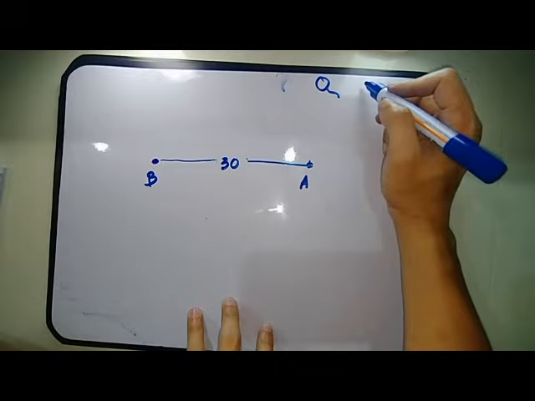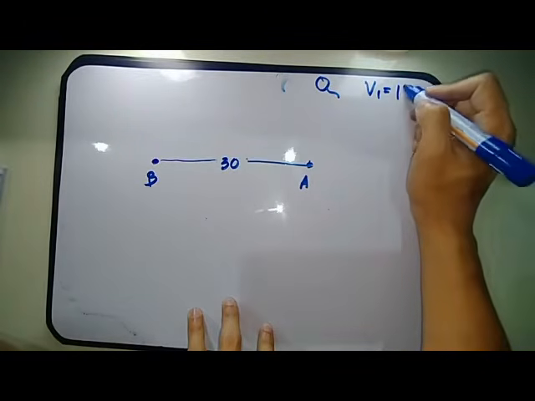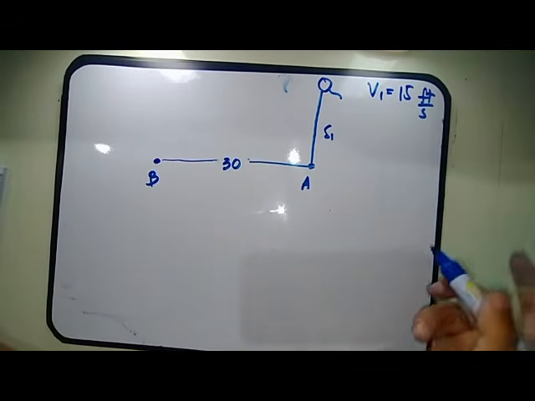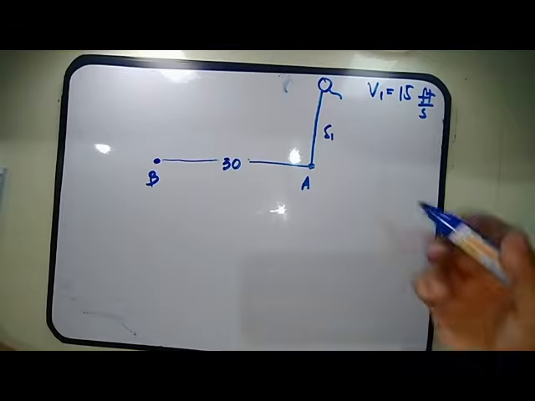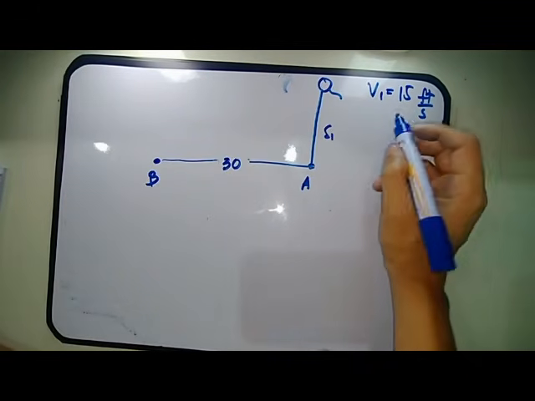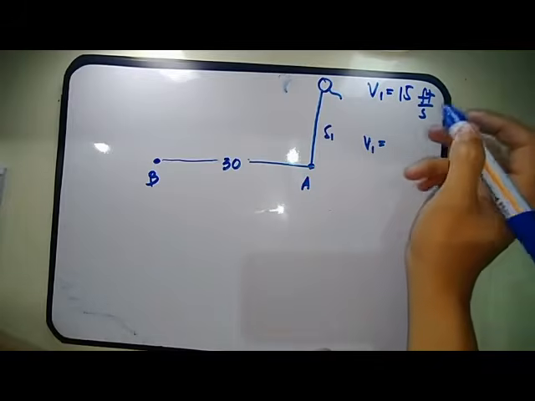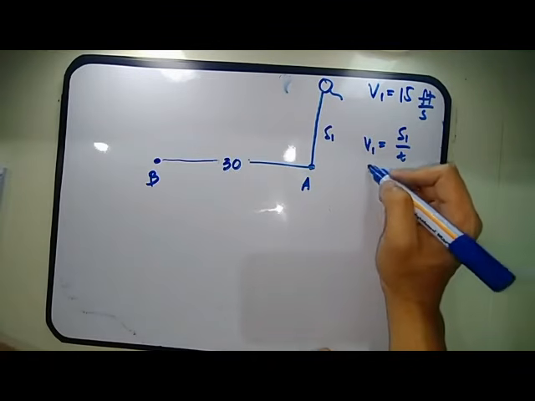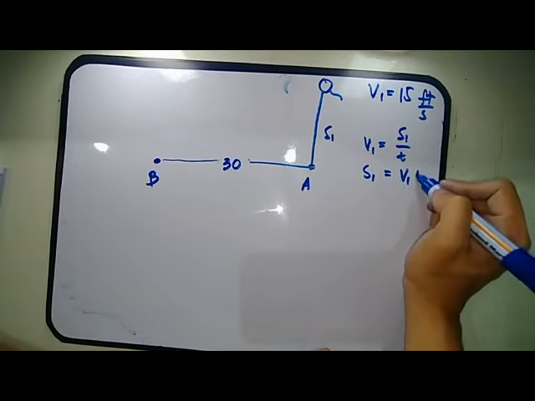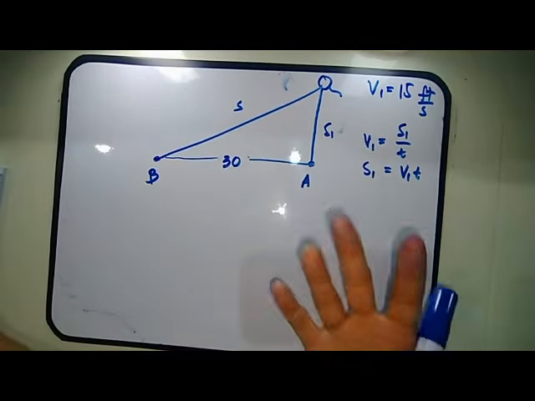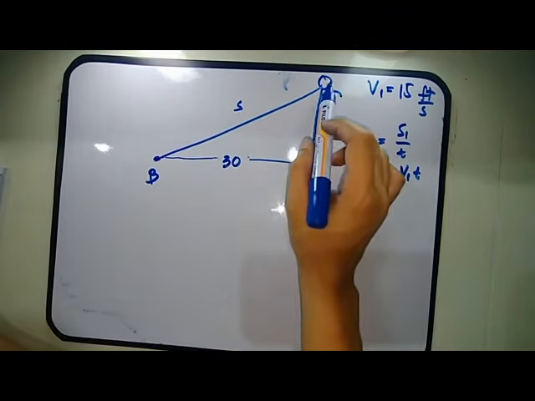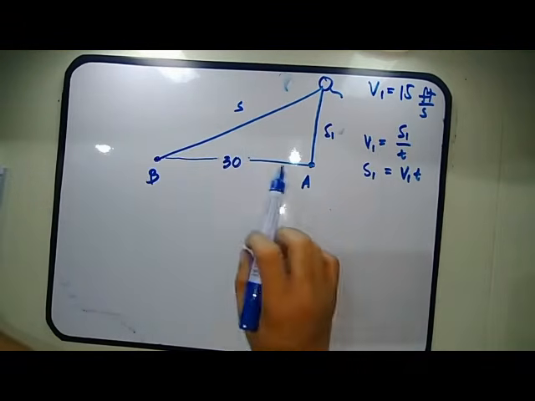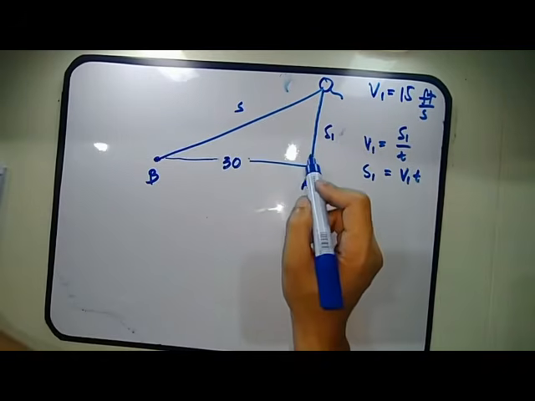The balloon is rising at a rate of 15 feet per second. So, we have this distance, S1. If you recall, the speed is equal to distance over time, or you have velocity with its direction. You can say that the velocity is equal to distance over time. It means that S1 is just equal to V1 times T. Then you have here, let's say this is S. Then we are required to find the differential of this distance from the balloon to B with respect to time.